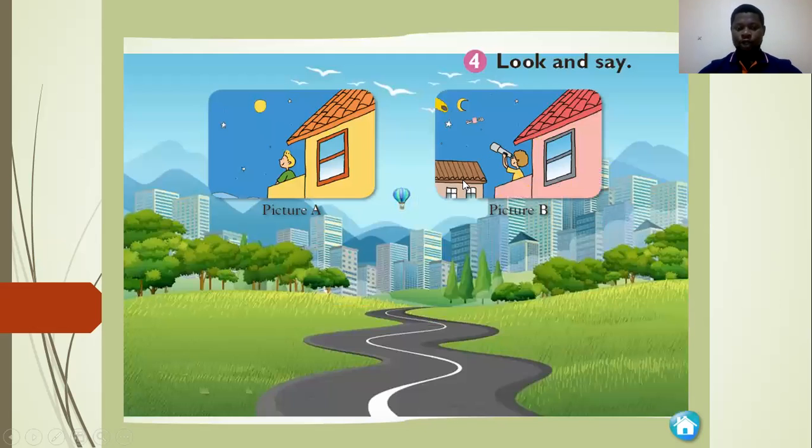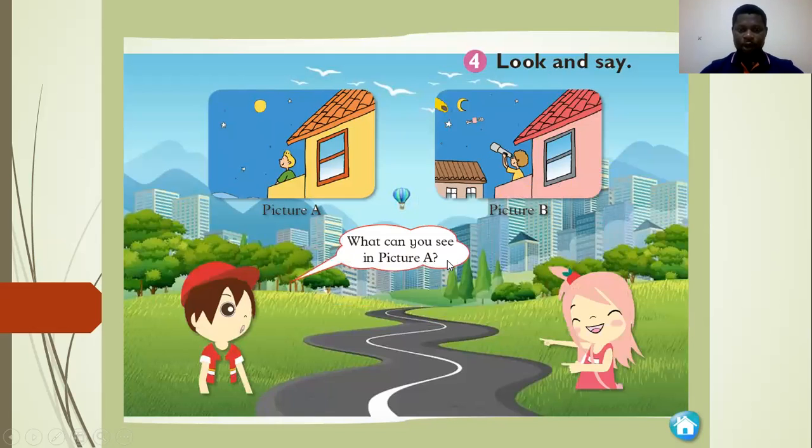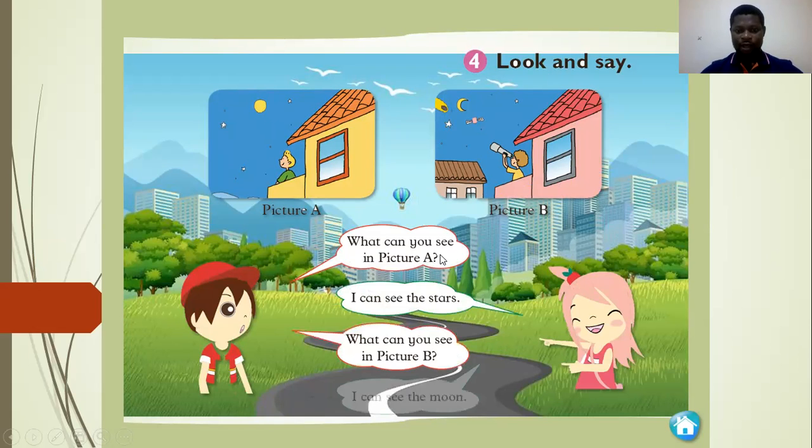Now here we're going to look and say. What can you see in picture A and picture B? So in picture A, what can you see? I can see the stars. These are stars. What can you see in picture B? I can see the moon. This is the moon. Again, another question. What other vocabulary can we use here? What can you see in picture A? What else can you see? What is this?